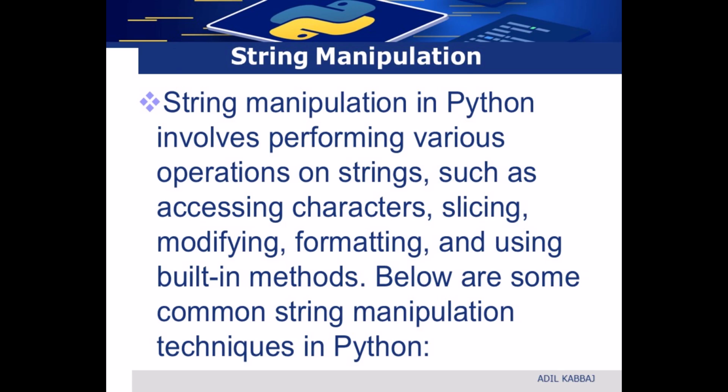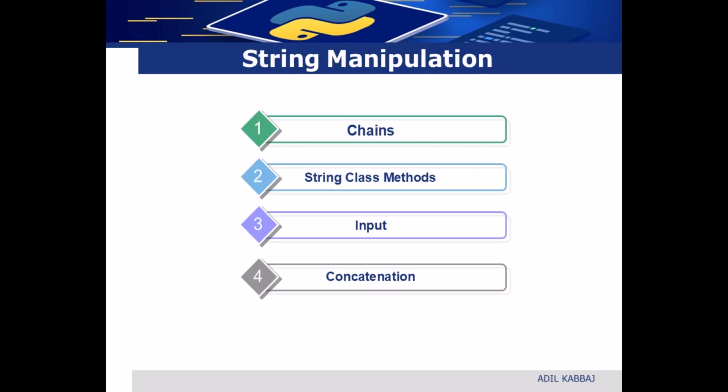String manipulation in Python. You can retrieve individual characters from a string using indexing, which allows you to work with specific parts of the string. Slicing allows you to extract a portion of a string by specifying a range of indices. Although strings in Python are immutable, you can create modified versions of strings through concatenation or by using various transformation methods.